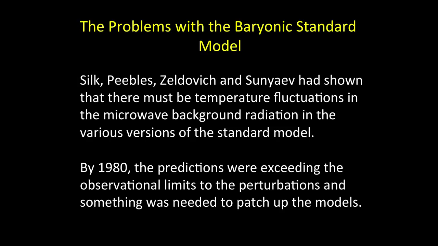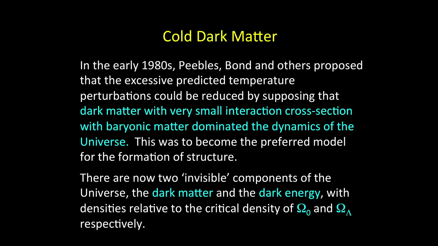Well, there were various suggestions made, but the one which actually has survived, and is the one that we all use, is that Peebles, Bond and others suggested that you would reduce the amplitude of the perturbations if dark matter, with a very small interaction cross-section with the ordinary matter in the universe, dominated the dynamics of the universe. And that's the most precise way of defining what we mean by dark matter. It's stuff which has got an extremely small interaction cross-section with ordinary matter, but it does dominate the dynamics of the universe. And this very, very rapidly became the preferred model. So what this meant was that in the early 1980s, we'd now got two invisible components of the universe.